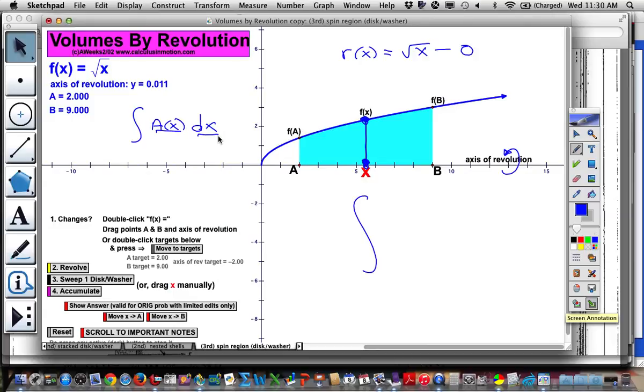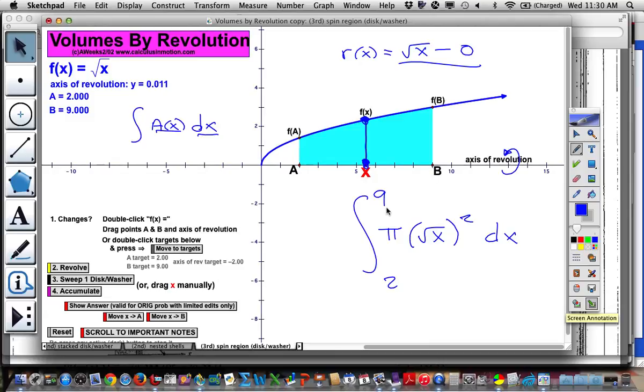Pi r squared. But what's our r? This right here, because it changes. The radius over here is littler than the radius out here, right? So that's why our r is always an equation, okay? So we're going to end up with pi, and then we're going to have this squared, right? We're going to have r squared, and then dx is the thickness. And in this problem, it would go from 2 to 9.